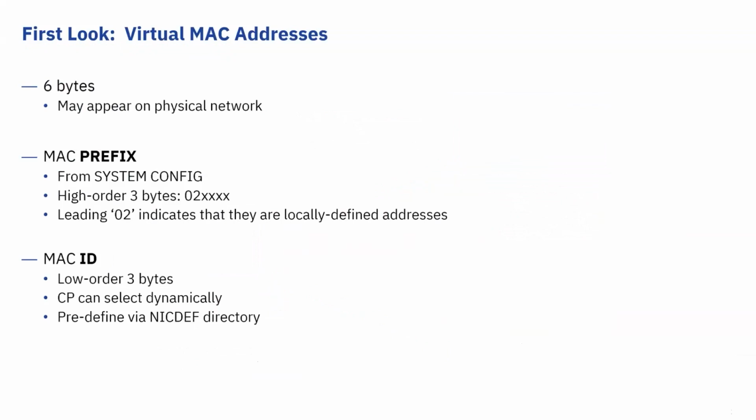A MAC address, and we call them virtual MAC addresses, but they're actually real MAC addresses. They appear on the physical network. It's broken into 2 parts. It's a 6-byte value. The high order 3 bytes are what we call the MAC prefix. It comes from system config. It'll be of the form 02 followed by 4 hex digits.